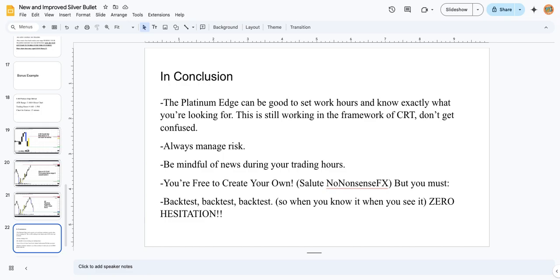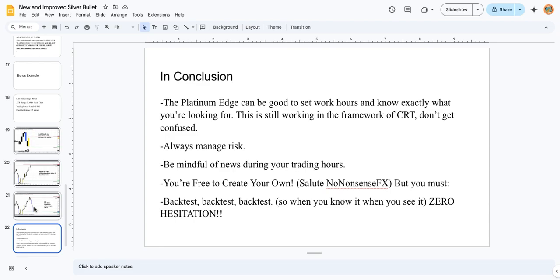Be mindful of news during your trading hours. If you trade from, let's say, 5 to 9, that's often the time that news comes out around the 8:30 hour for things like non-farm payrolls. Check Forex Factory for that stuff. And red news, you typically don't want to be in the market during that time frame.